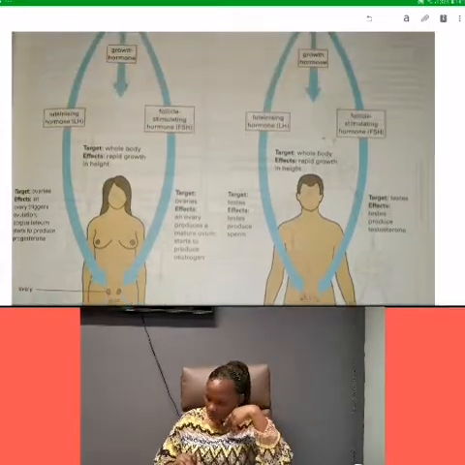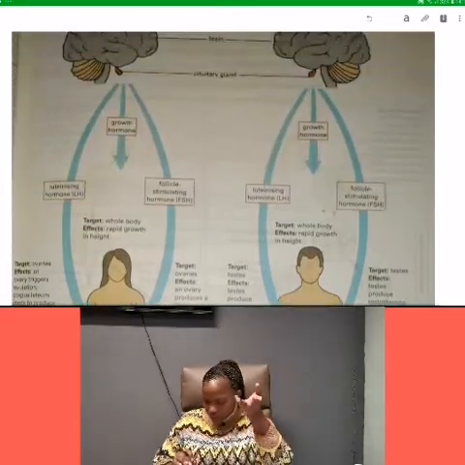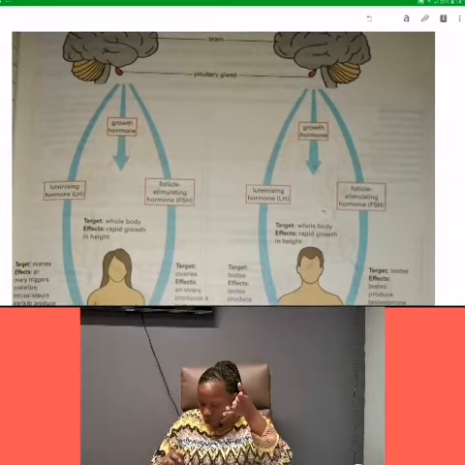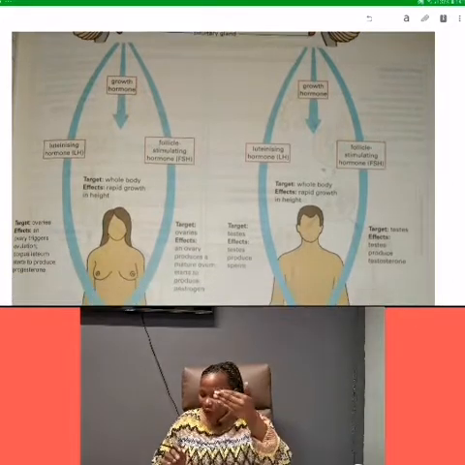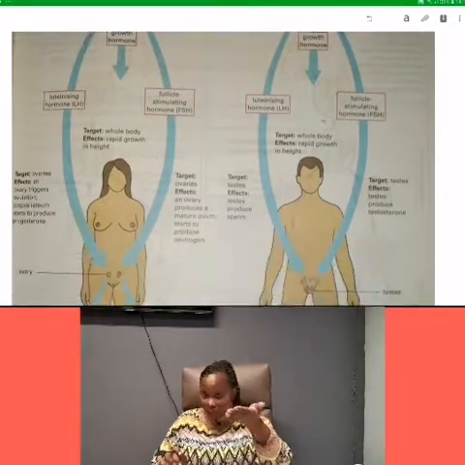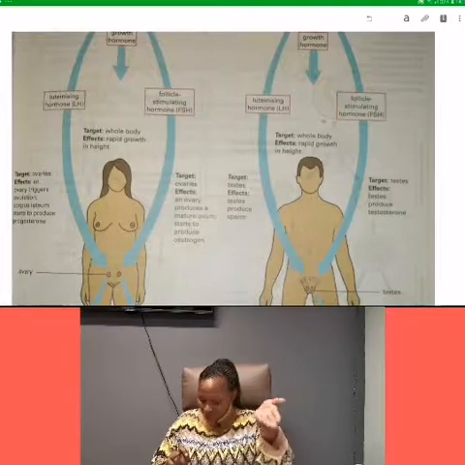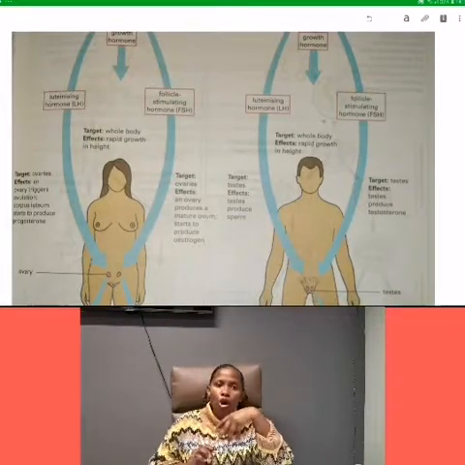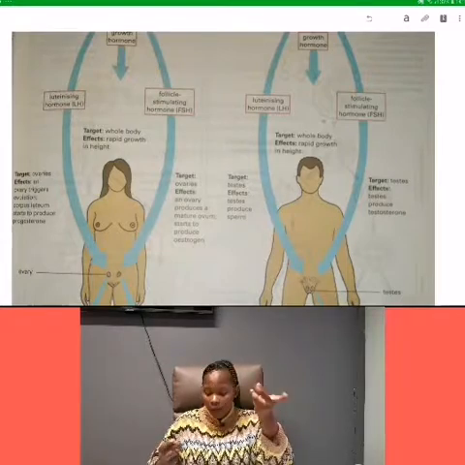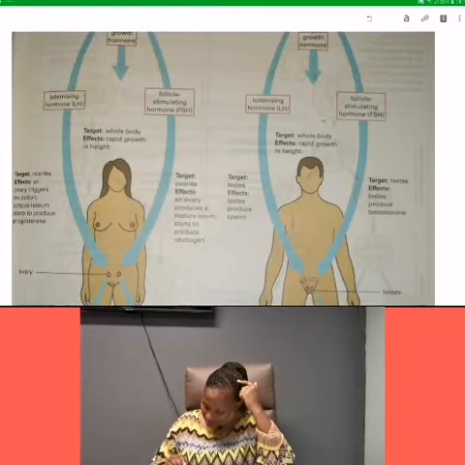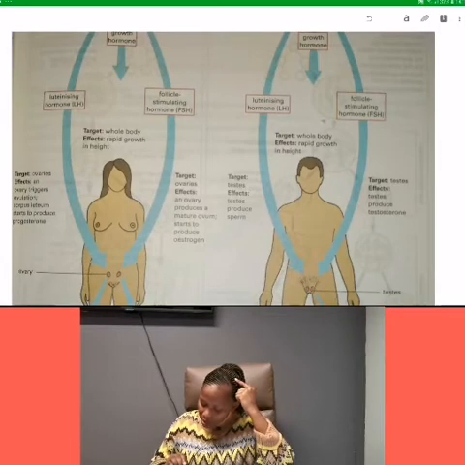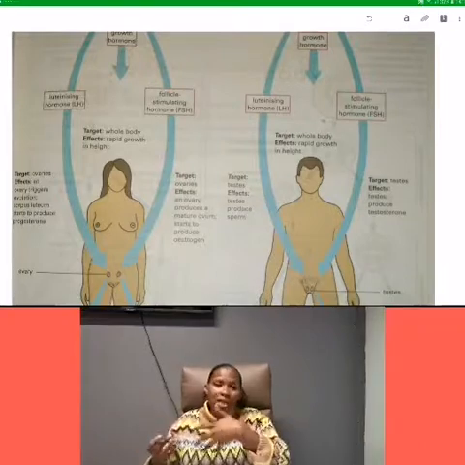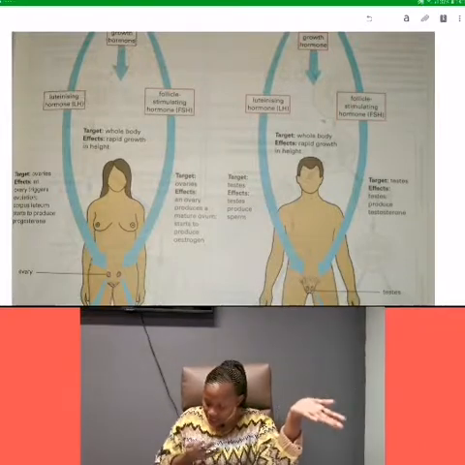And then let's go to males now. Okay, so as I said before, the brain is going to tell the pituitary gland to secrete these hormones. We already talked about the growth hormone. So now, luteinizing hormone, what does it do in males? It targets our testicles. So you will see that the luteinizing hormone and the follicle stimulating hormone target our sexual organs. Now the testes will produce sperm. So LH is responsible for the production of sperm in the testes.